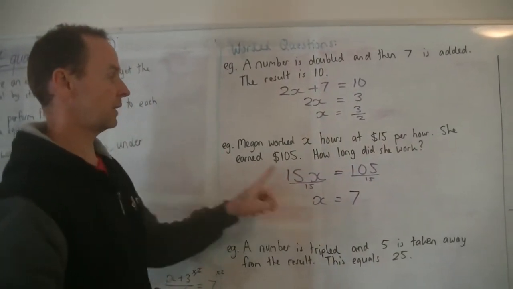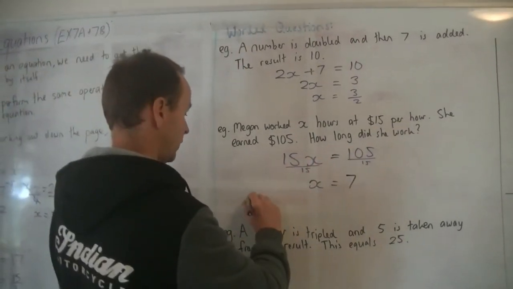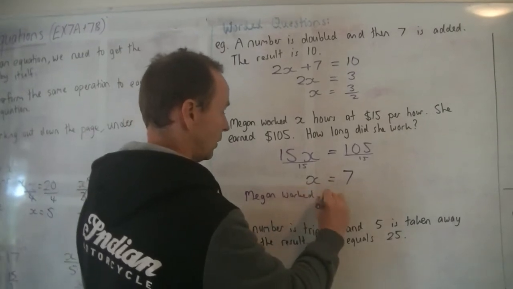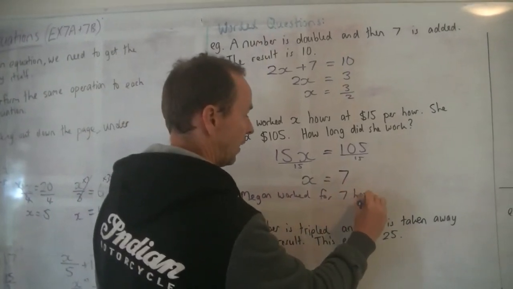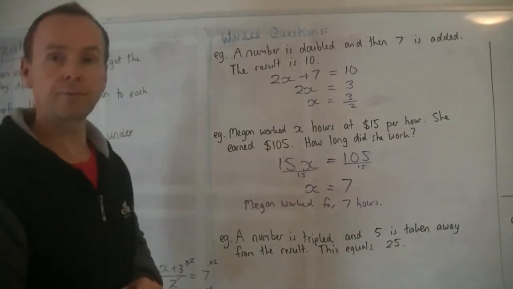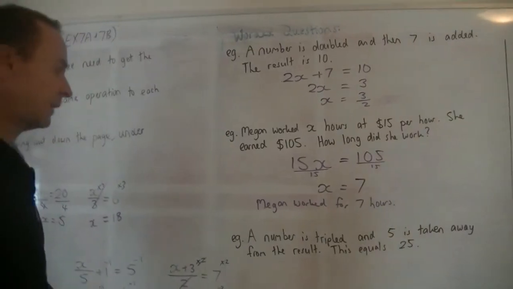So X equals 7. Since it's a worded question, you should always answer in words. How long did she work? You should say, Megan worked for 7 hours. Check your answer. 7 times 15 should be 105, and you know you've got the right answer. Great, let's do the next one.